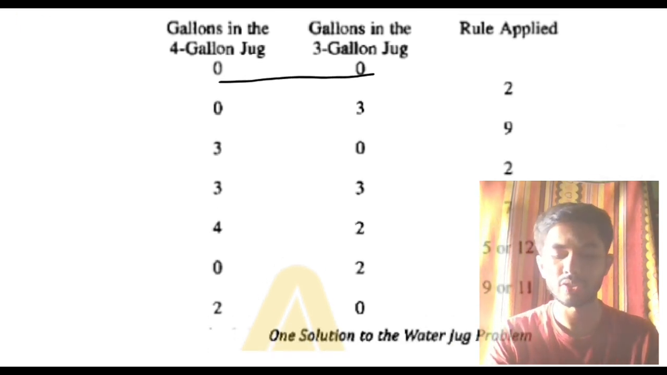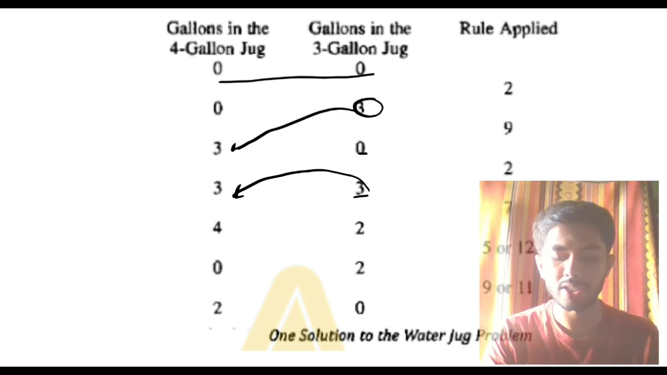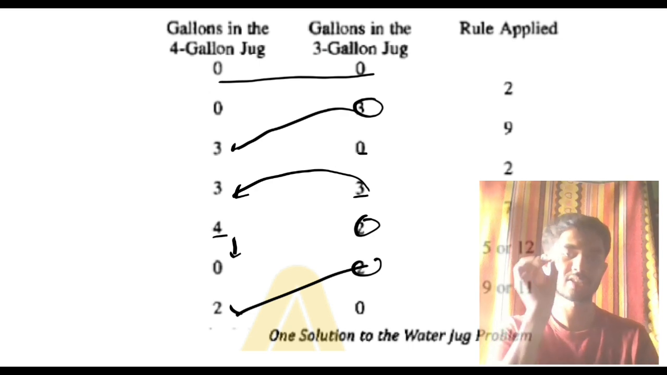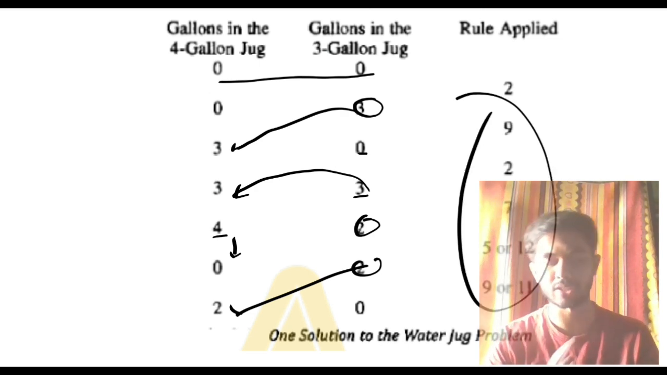Initially it will be 0 0. You're filling the 3 liter water jug, pouring it here, and this will become 0. Again you are pouring it, and you're pouring until this becomes full. So it will be 4 here, it will be 2, empty this one, and this 2 will be transferred here. Whatever rules were applied, just write the numbers here. That's all.